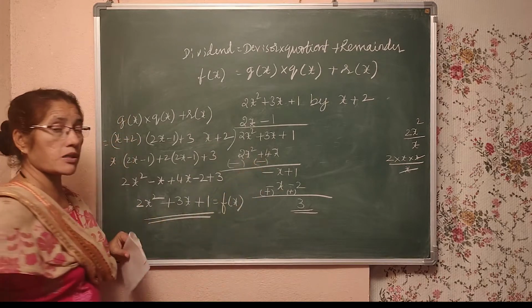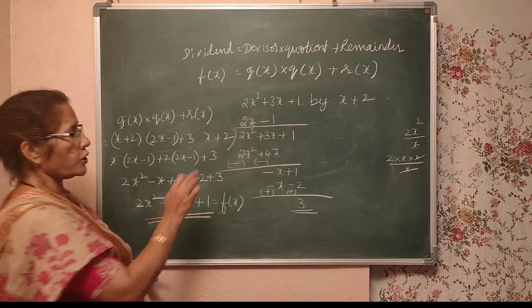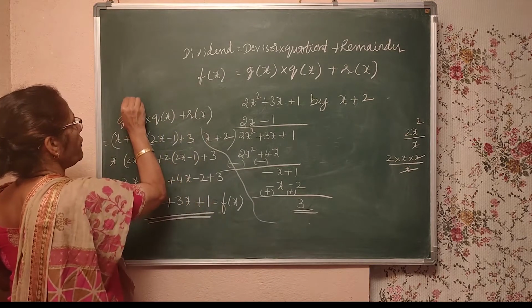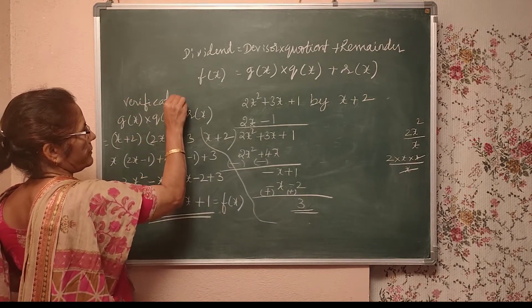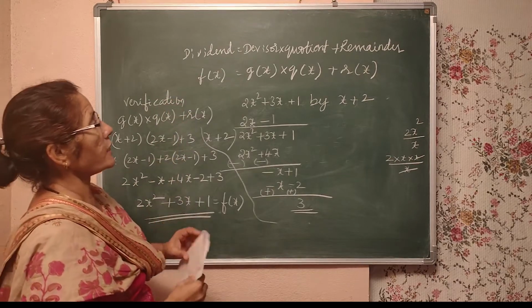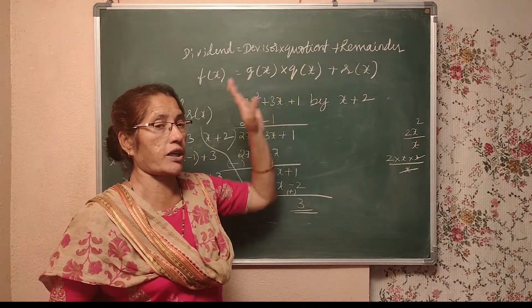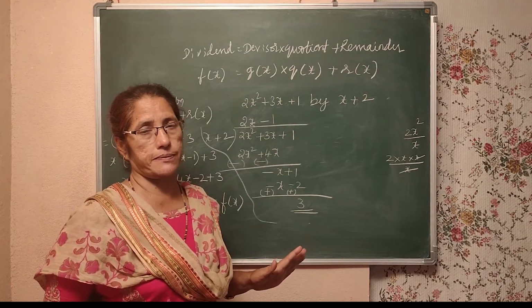So your division is very much correct. That is how you have to verify. This is the method and this is the verification. I hope you have understood. So dividend is equal to divisor into quotient plus remainder. What is this called? This is called the division algorithm.